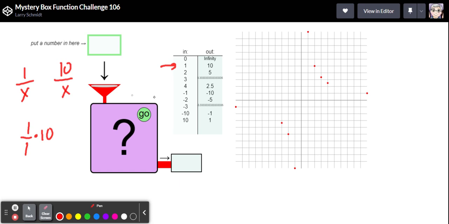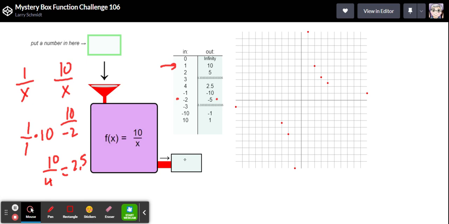Let's try this with a couple of others. What happens when you put in 4? Well, 10 divided by 4, well, that is 5 halves or 2.5. So that's what we got. What about negative 2? Well, 10 divided by negative 2 is negative 5. And look, that's what we get here. So I think this is 10 over x. I'm pretty sure about this one.